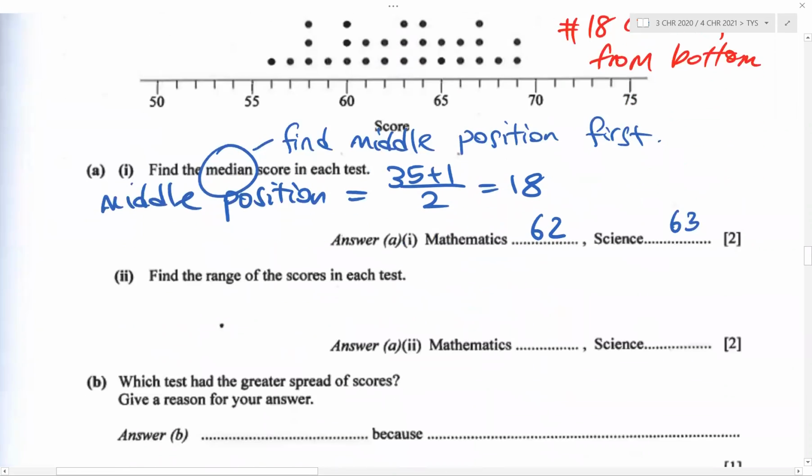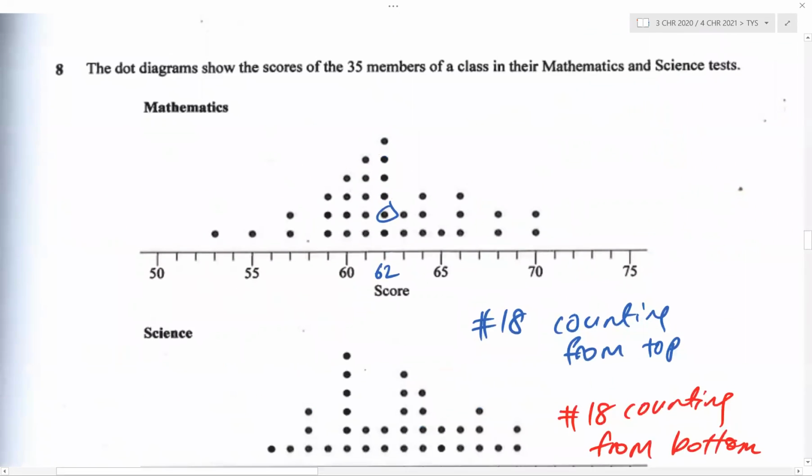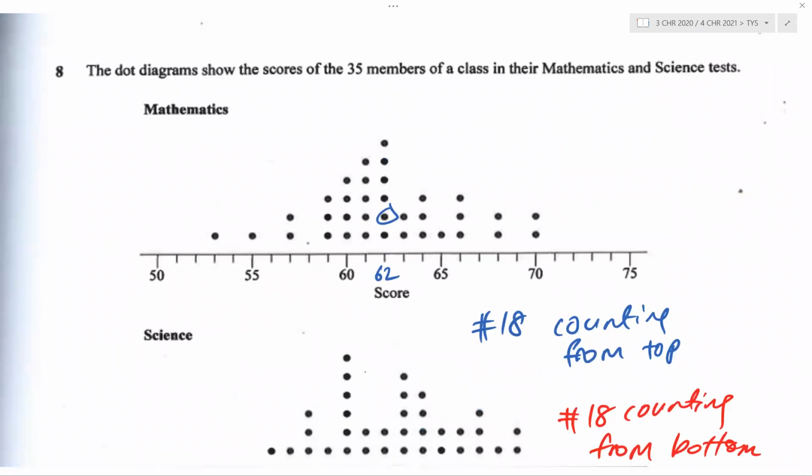Okay, next. Find the range of the scores in each test. This is a keyword that you need to know: range. The word range suggests how big it is, right? How big what is? Look at the diagram. Which one looks bigger? It tells us the range. So the idea of bigness, how spread out it is, depends on the biggest and the smallest.